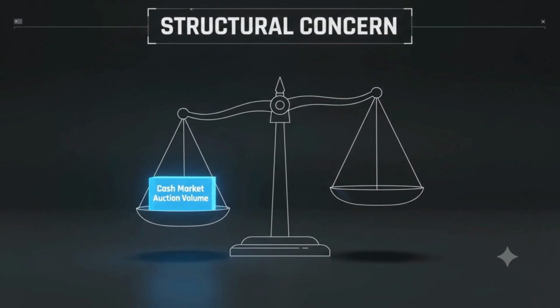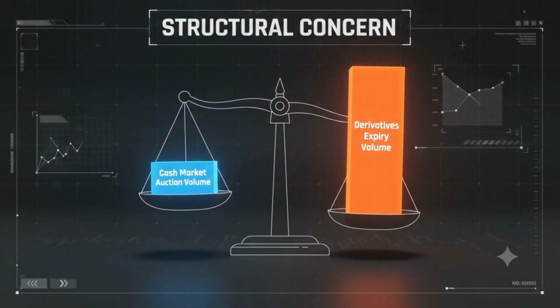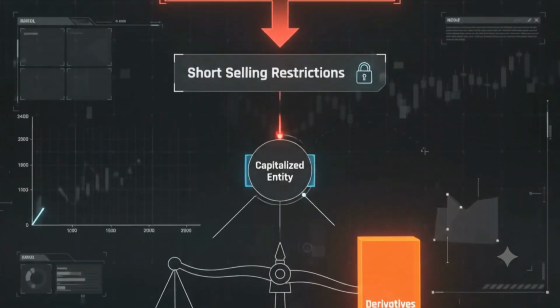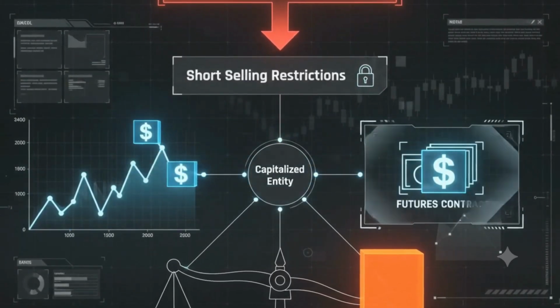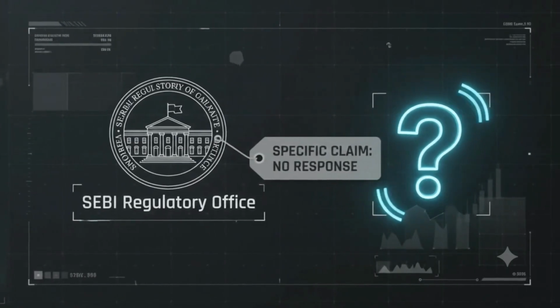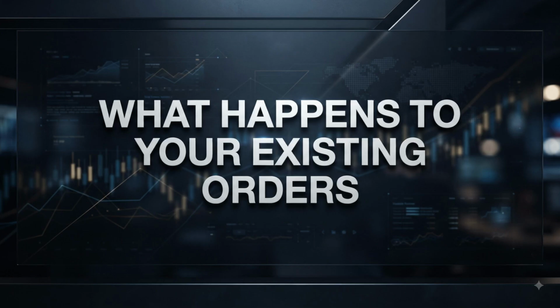India's cash market volume in the closing window is far smaller than its derivatives volume, and short selling is restricted. So critics argue well capitalized players could move a stock's auction price while holding an offsetting derivatives bet elsewhere. SEBI hasn't responded to this specific claim. It's contested, not settled fact. Practically, here's what changes for your order flow.